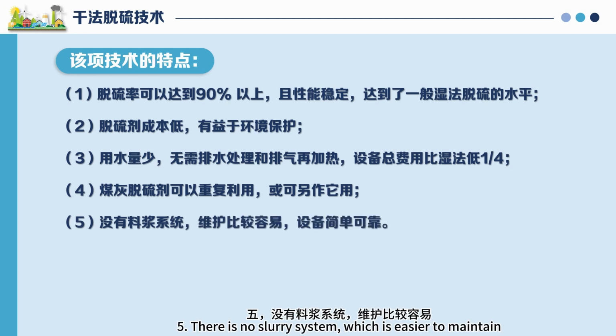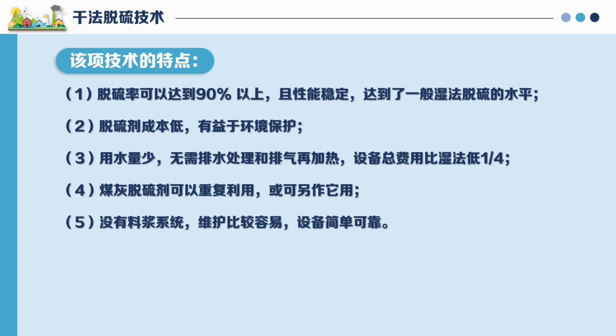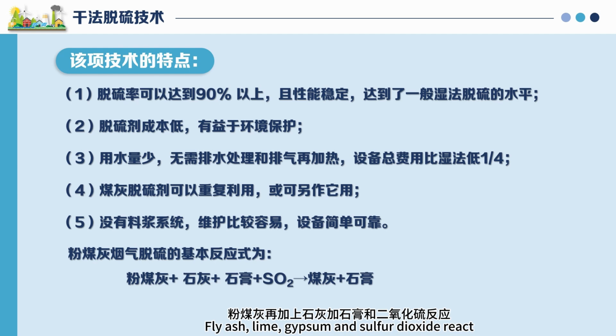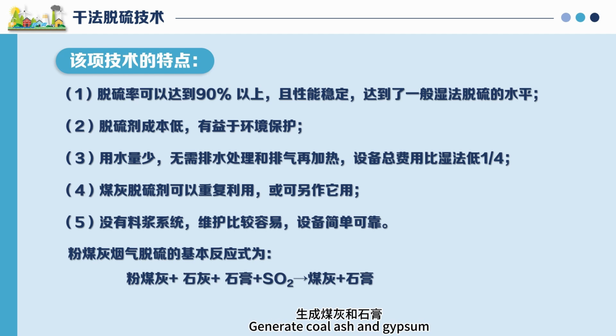5. There is no slurry system, which is easier to maintain. The equipment is simple and reliable. The basic reaction of coal ash flue gas desulfurization technology is as follows. Fly ash, lime, gypsum and sulfur dioxide react. Generate coal ash and gypsum.